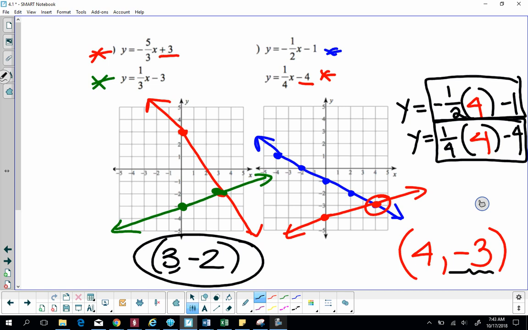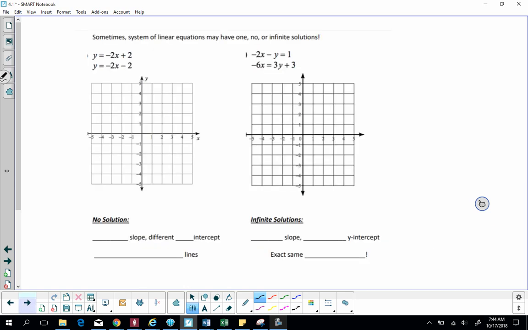Anyone else? Was everyone able to get -3 as your y? Okay. I'm going to have you guys turn to the last page, and there's just some special cases that I want to go over with you. So they look something like this. And then I'll have you guys practice.